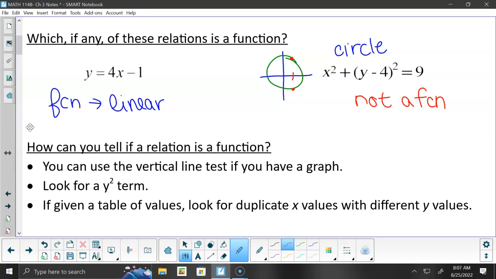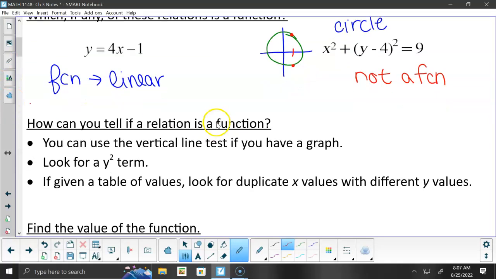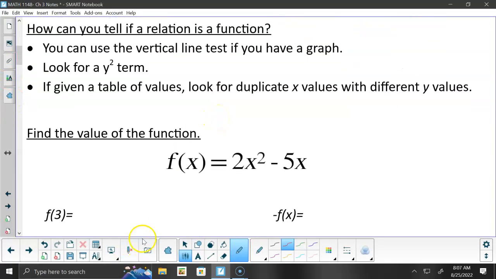Can I scroll a little bit? At least move this so it's up at the top.